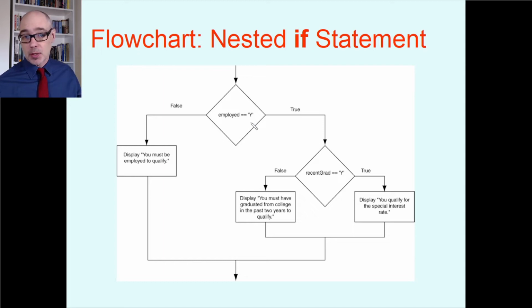If that's false, they're not allowed to have a loan. So we'll take this branch and we should get a message that says, you must be employed to qualify. You don't get the loan. And then it will go on to the end of the program.